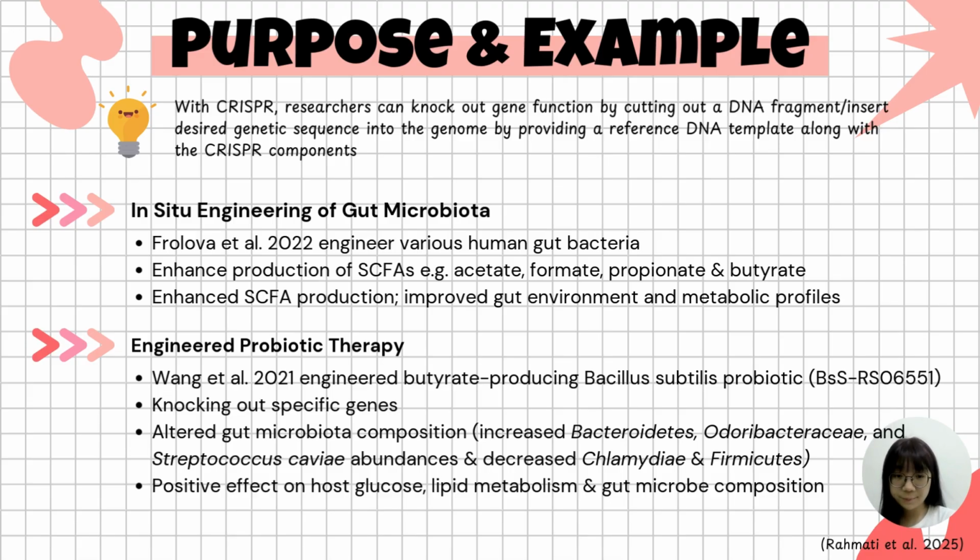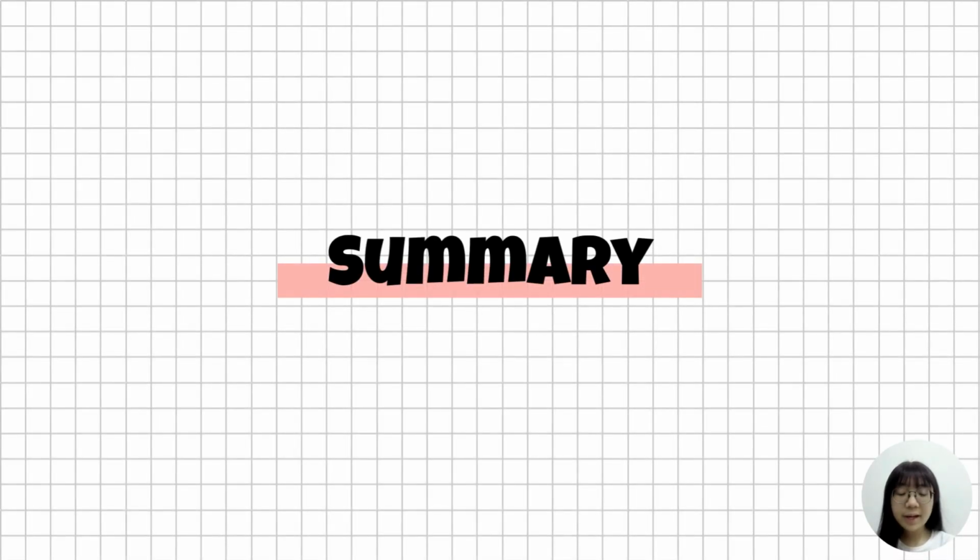To conclude, the gut microbiome is a key regulator of our metabolic health. Dysbiosis disrupts microbial balance, weakens the intestinal barrier, promotes inflammation, and ultimately contributes to the development of type 2 diabetes mellitus. But with advanced tools like CRISPR-Cas, we are moving closer to personalized microbiome-based therapies.